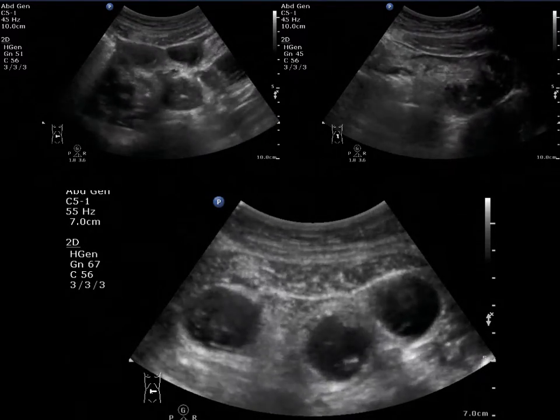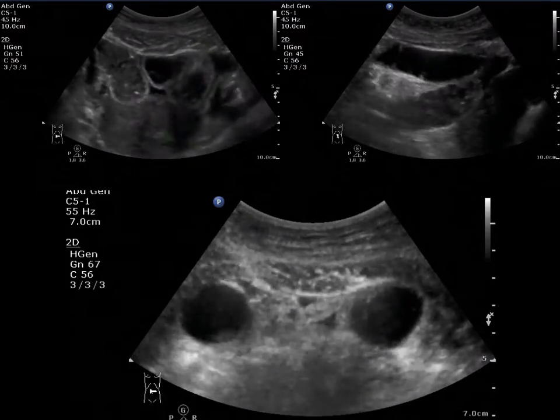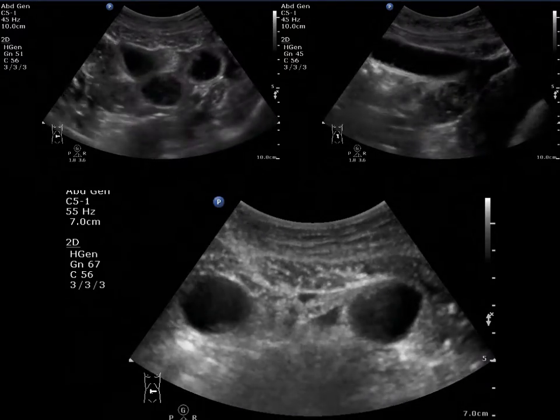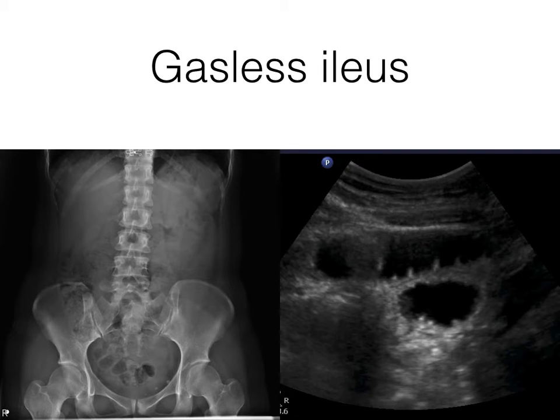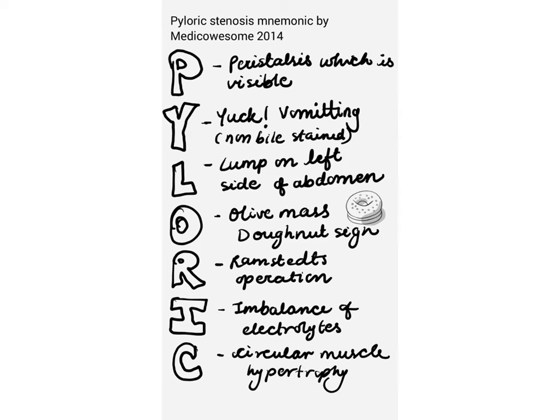But dilated bowel loops are quite easy to identify using ultrasound, especially for gasless ileus. Remember that the typical one, full of gas, you can diagnose easily on X-ray, but the gasless abdomen, which is more severe than the traditional one, is much better diagnosed using ultrasound.